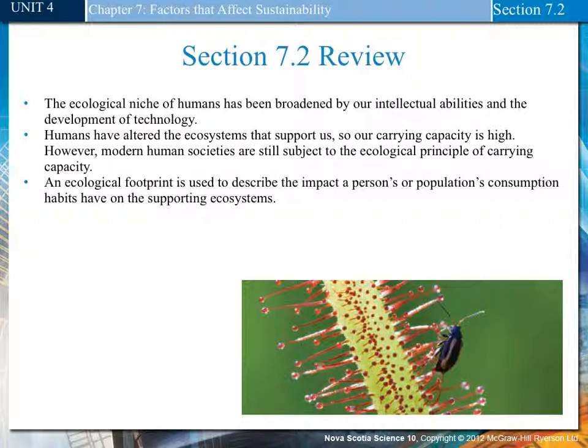An ecological footprint is used to describe the impact that a person's or population's consumption habits have on the supporting ecosystem.